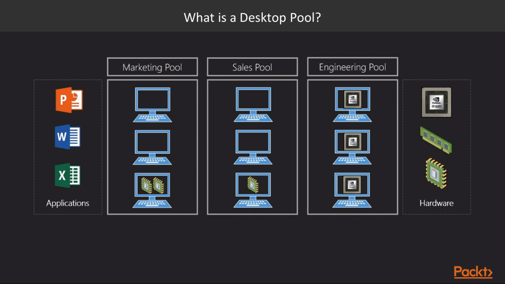The next attribute we're going to look at is for the applications. Here, you can have different applications installed on the base image of each desktop within a pool. For example, the virtual desktop machines in the sales pool might have Excel installed, and the virtual desktop machines in the marketing pool might have PowerPoint installed.